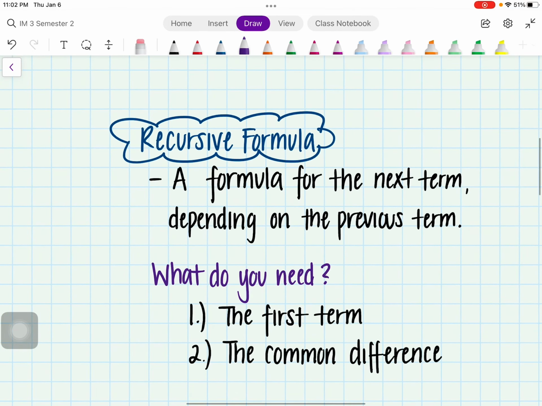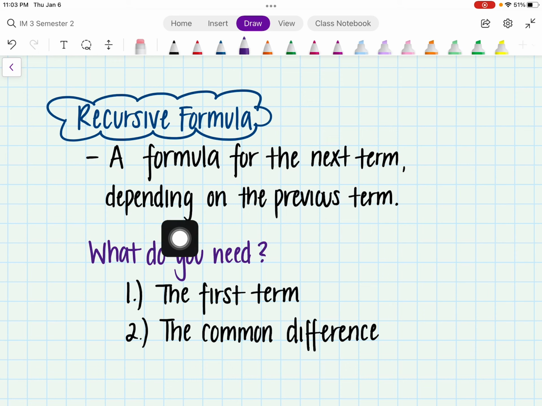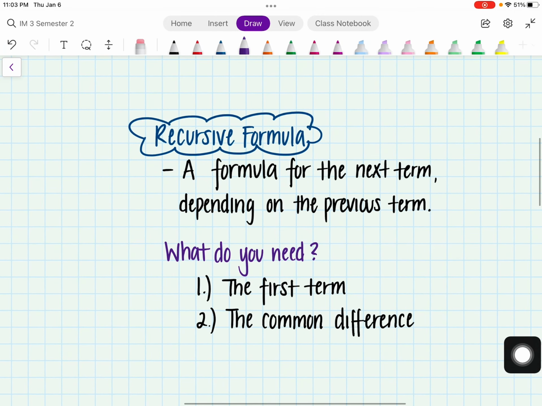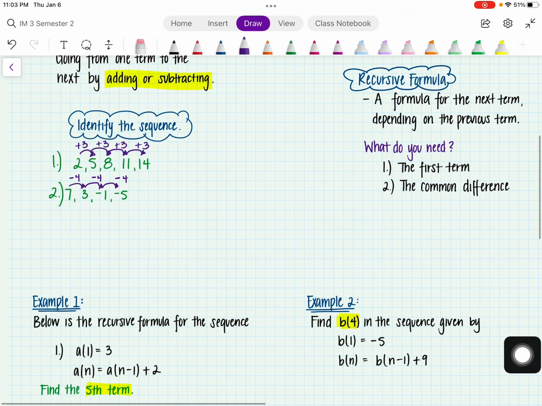So let's go ahead and check this out. In this case, talking about the recursive formula, it's basically a formula for the next term depending on the previous term. All right, and in order for us to write a recursive formula, the first thing we need is the first term. The first term of the sequence is the first number you're given in any sequence, and the common difference in this case is by how much it's changing each time. So how you go from one number to the next, that would be considered the common difference.